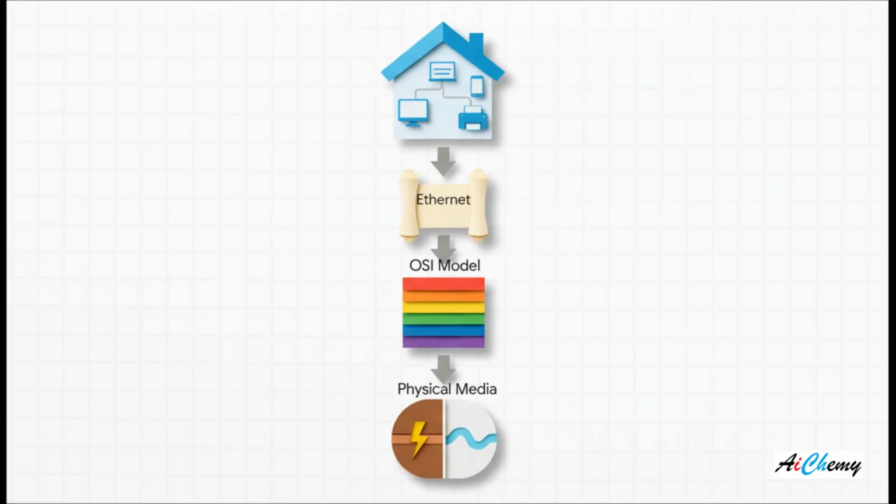First, LANs are those small, local networks in our homes and workplaces. Second, Ethernet is the king. It's the main technology running the show on those wired LANs. Third, the OSI model is the rulebook that tells Ethernet how to package data into frames. And finally, all of this data becomes a real signal traveling through a physical cable, whether it's copper or fiber.